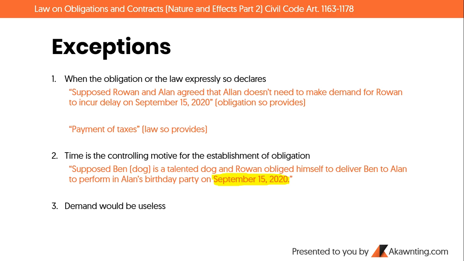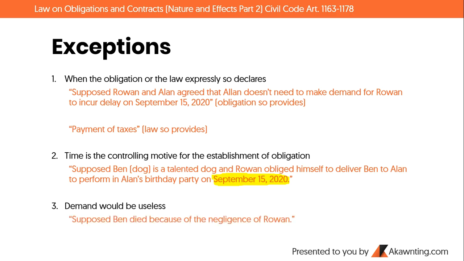dog was established. Okay, so there's no point in delivering the dog beyond September 15, 2020 because the main reason why the dog will be delivered to Alan is because the dog will perform in his birthday. So, in this case, the time is the controlling motive why the obligation to deliver the dog was established in the first place. Okay? So next, demand would be useless.